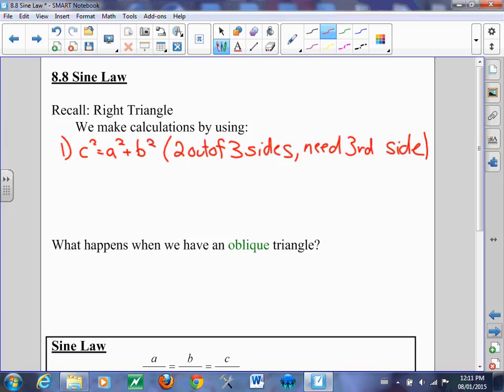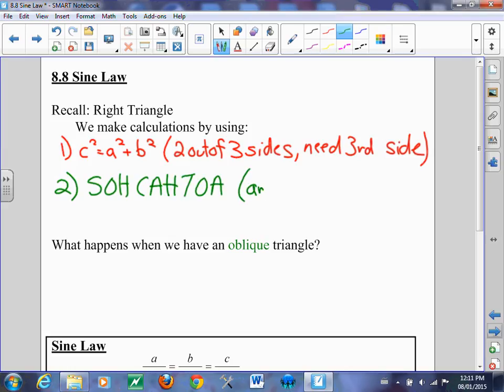Or we learned most recently, number 2, how to use SOHCAHTOA. And hopefully you've got that memorized by now. And that's dealing with angles and sides. You have to have at least one angle in there, or find an angle. Okay? And remember, folks, for a right triangle, you got 90 degrees, right? Okay, have to have that.